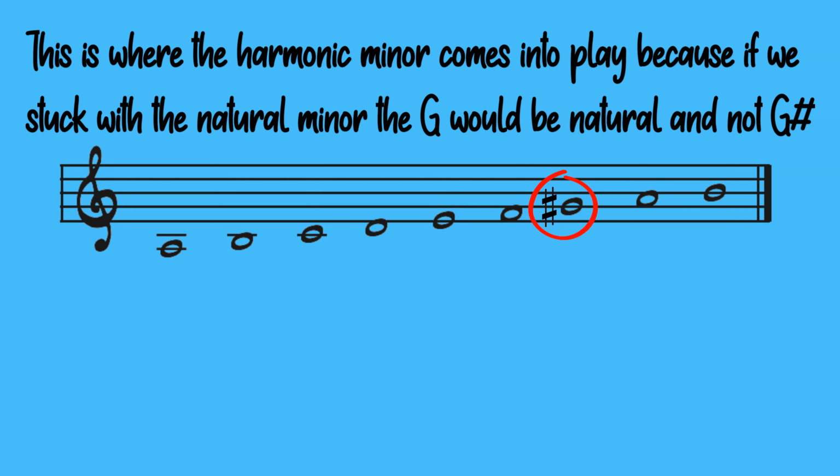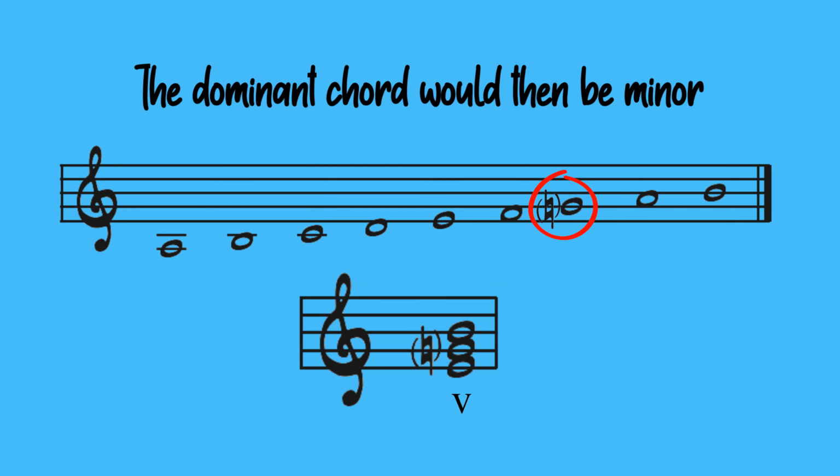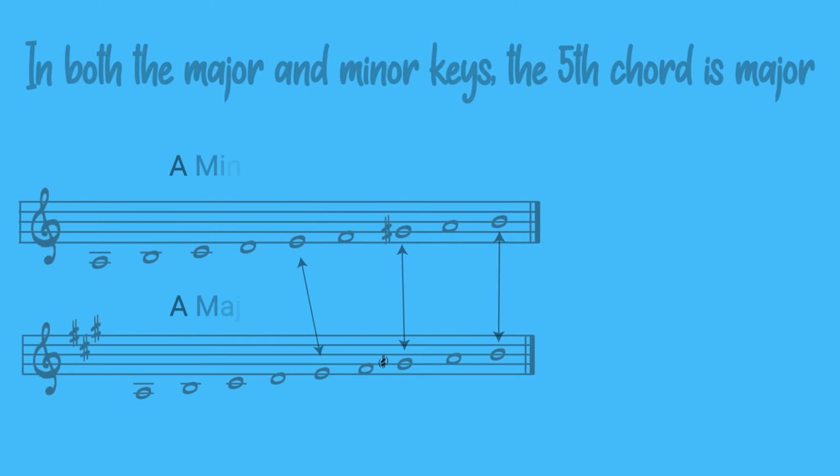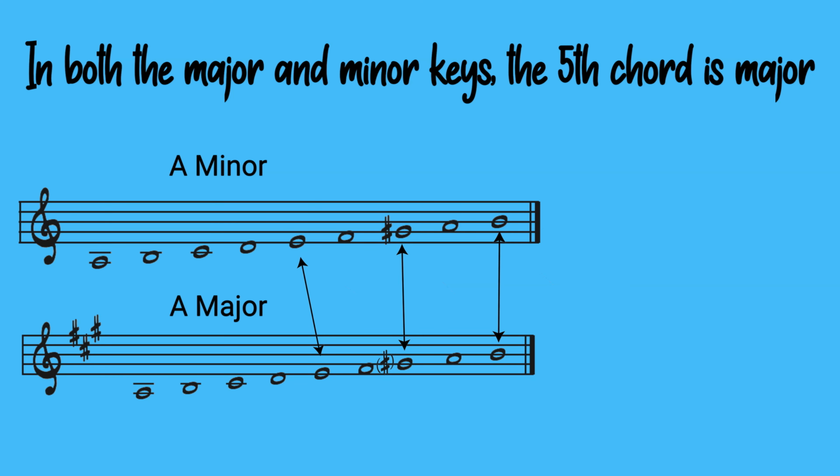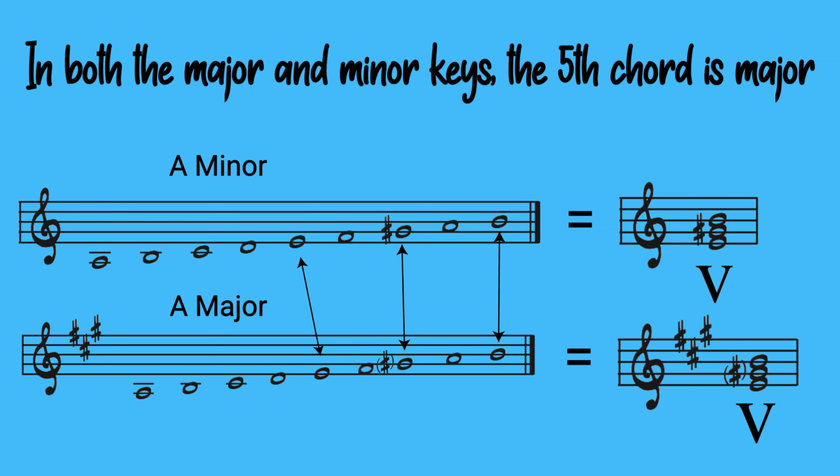This is where the harmonic minor comes into play, because if we stuck with the natural minor, the G would be natural and not G sharp. The dominant chord would then be minor. In both major and minor keys, the fifth chord is major.